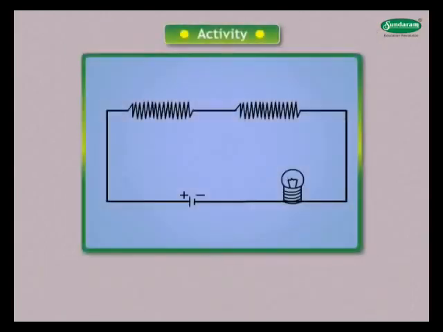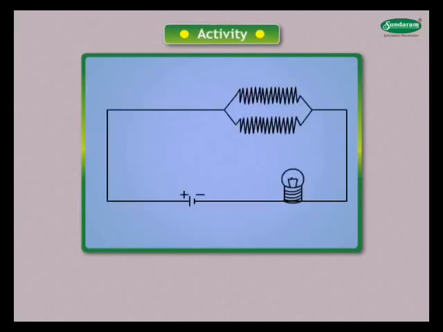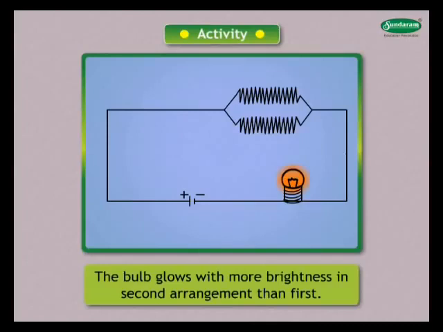Let us look at the activity. Take a 9-volt battery and a small torch bulb and connecting wires. Take 2 pieces of nichrome wire. Join the wires as shown and observe the intensity of the bulb. Now join the wires as shown. Observe the brightness of bulb. The bulb glows with more brightness in second arrangement than first.